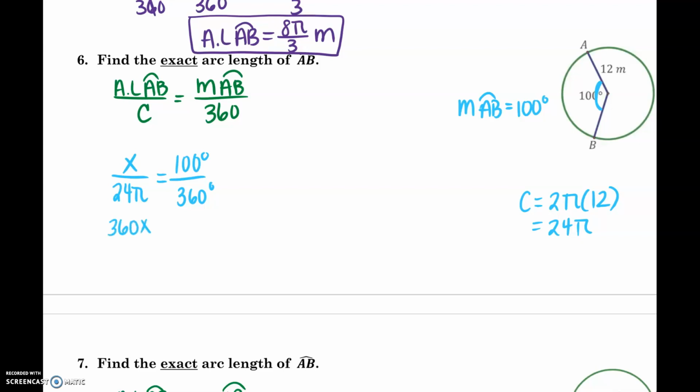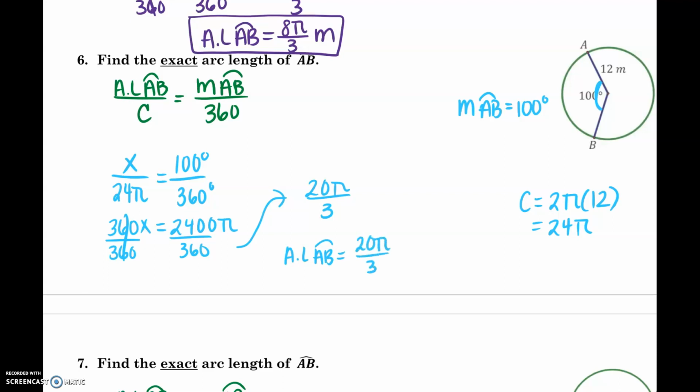So we have 360x is equal to 2,400 pi. We're going to divide both sides by 360. 360 does not go into 2,400 evenly, so we're just going to simplify that fraction again. So we're going to get 20 pi divided by 3. So our arc length for arc AB is 20 pi divided by 3 meters. Remember, units are always important.